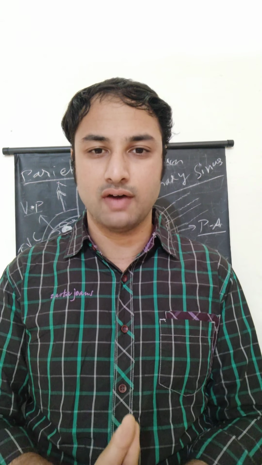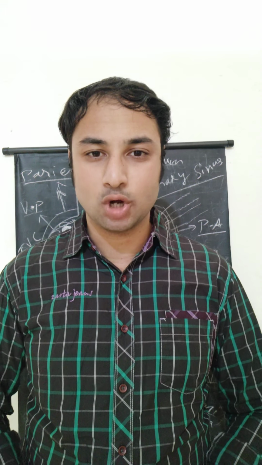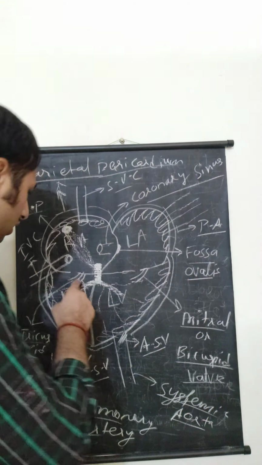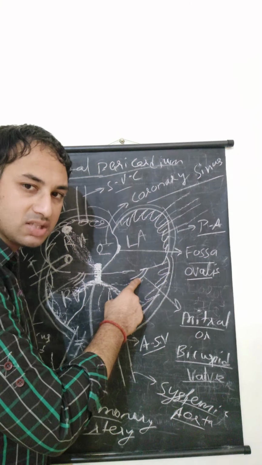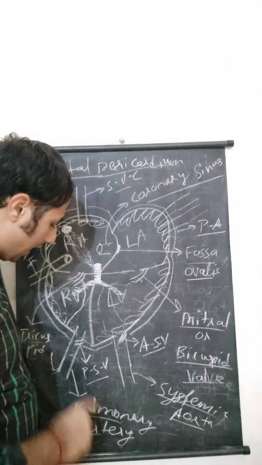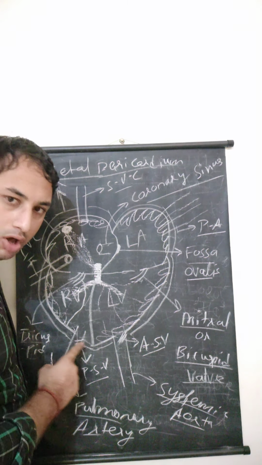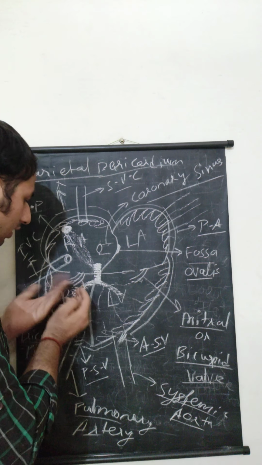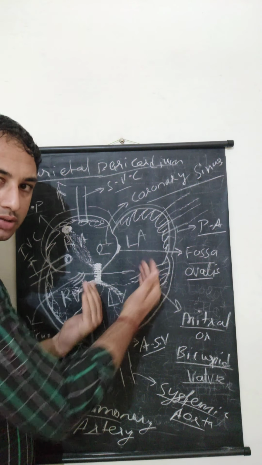All the four chambers of the heart are in a relaxed state, that is called joint diastole. Okay, so at the time of joint diastole, this tricuspid and this bicuspid, both valves are open, and this pulmonary semilunar valve and here the aortic semilunar valve, both are closed, and this tricuspid and bicuspid valves are open.